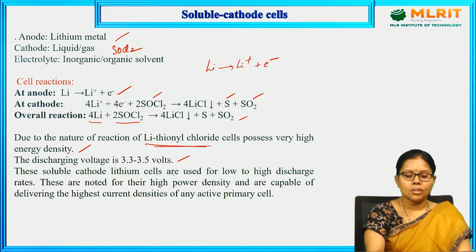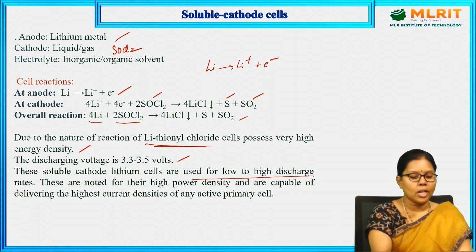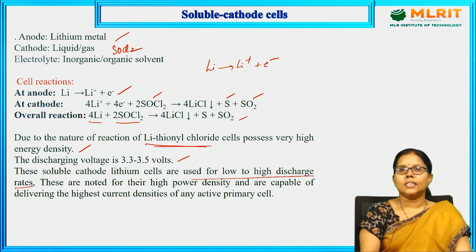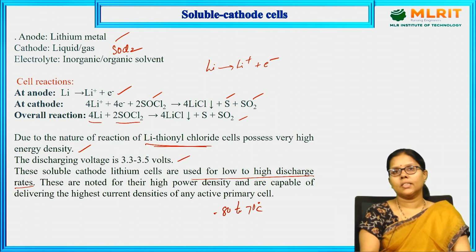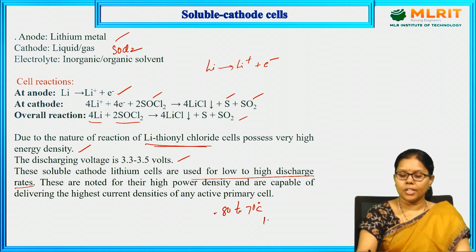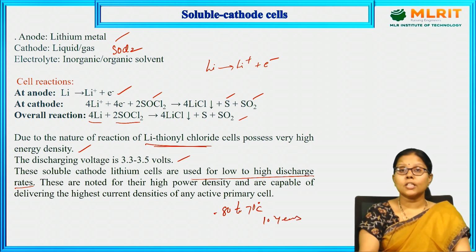These soluble cathode lithium cells are used for low to high discharge rates. This can be used from minus 80 to 70 degrees centigrade. These batteries can work, having a life up to 10 years. These are noted for their high power density and are capable of delivering high current densities. This is a very active primary cell.